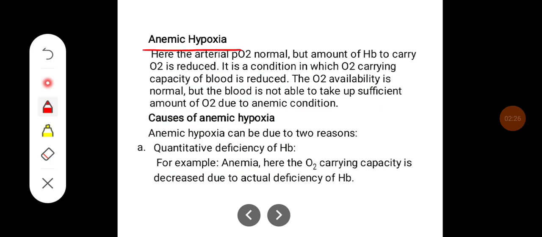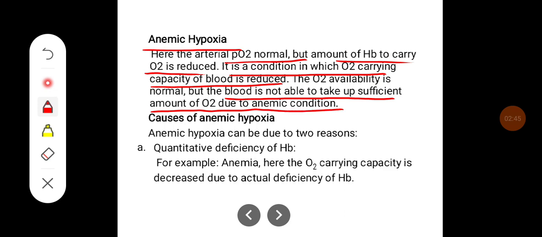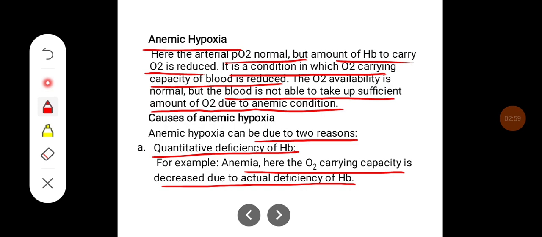Anemic hypoxia. Here the arterial PO2 is normal, but the amount of hemoglobin to carry oxygen is reduced. It is a condition in which the oxygen carrying capacity of the blood is reduced. The oxygen availability is normal, but the blood is not able to take up a sufficient amount of oxygen due to the anemic condition. Some of the causes for anemic hypoxia: it can be because of two reasons. One is quantitative deficiency of hemoglobin. For example, in anemia, the oxygen carrying capacity is decreased due to the actual deficiency of hemoglobin.